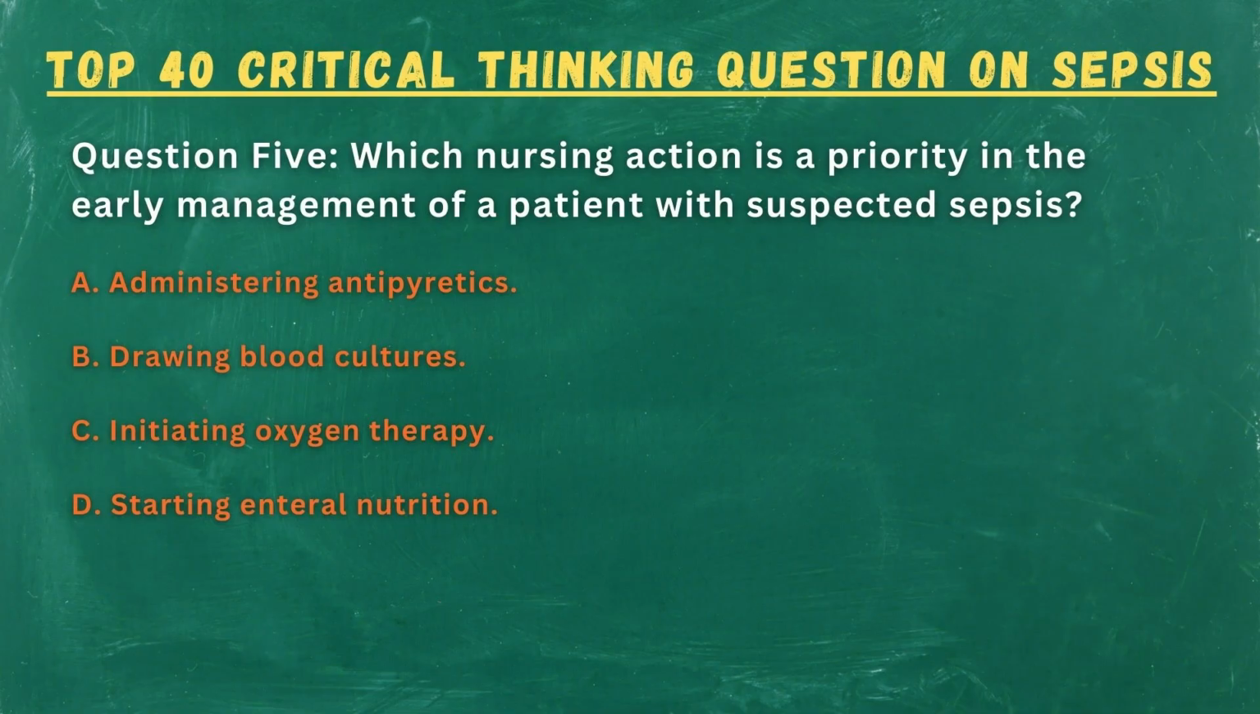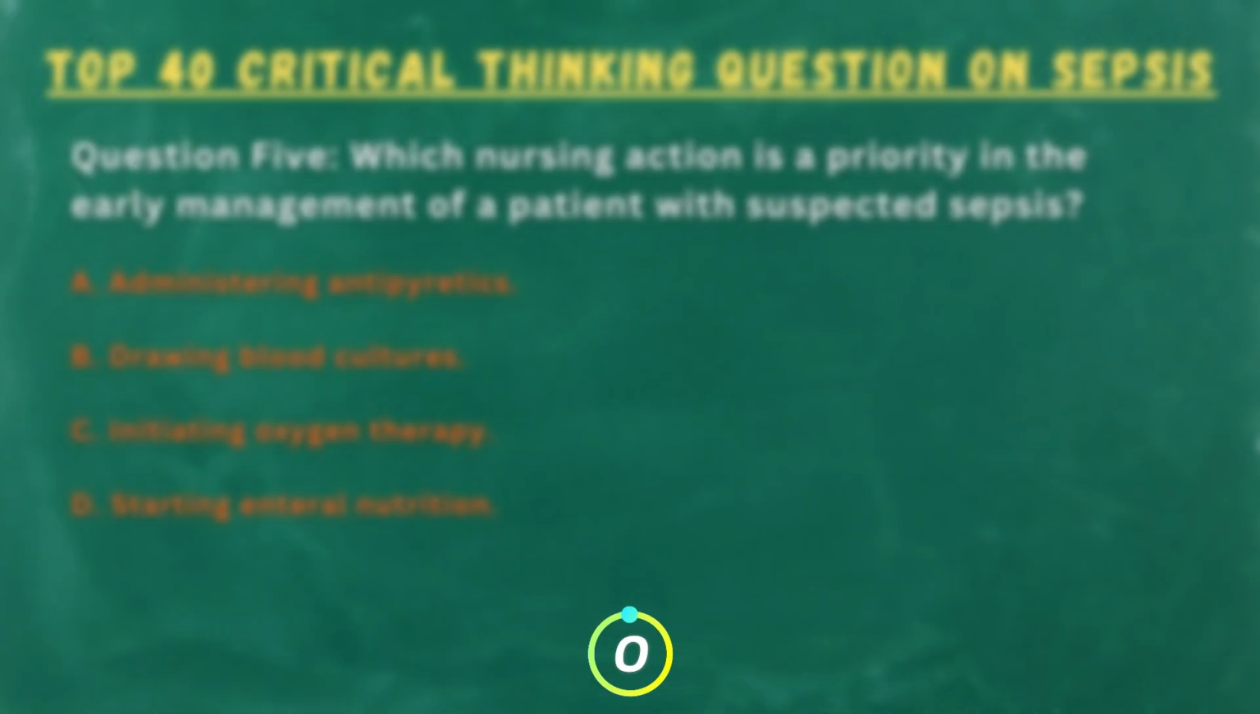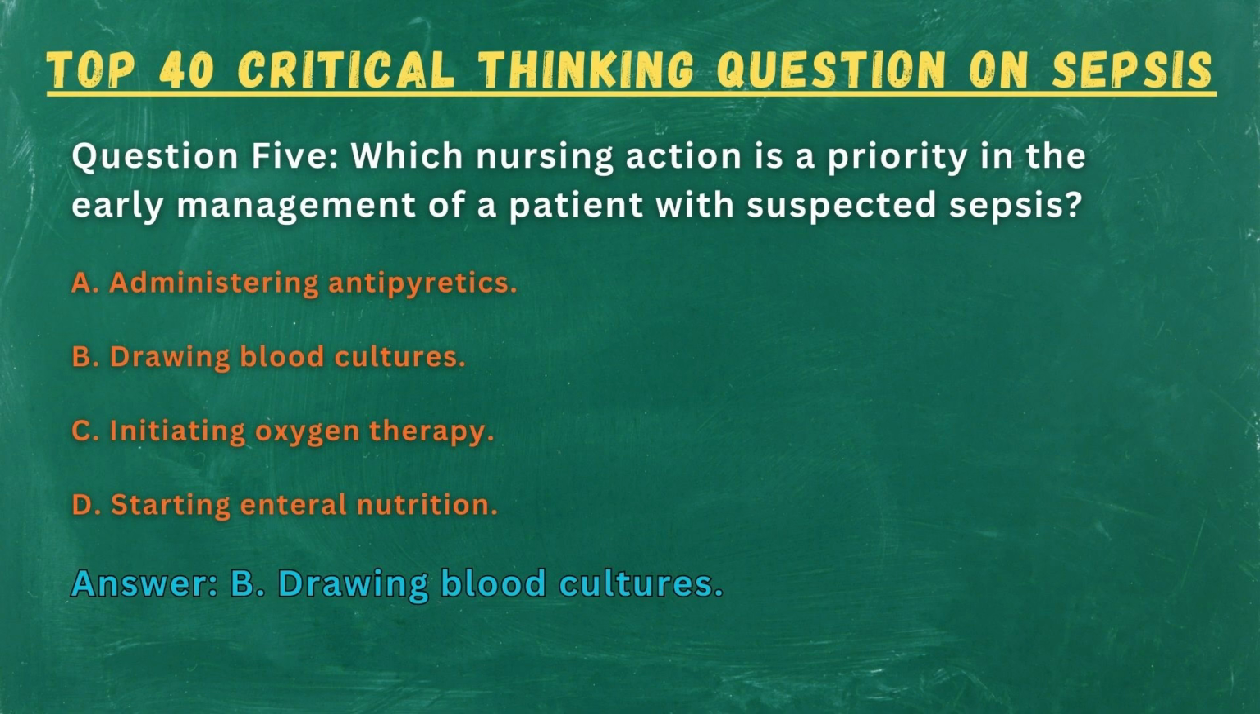Question 5. Which nursing action is a priority in the early management of a patient with suspected sepsis? A. Administering antipyretics. B. Drawing blood cultures. C. Initiating oxygen therapy. D. Starting enteral nutrition. Answer. B. Drawing blood cultures.